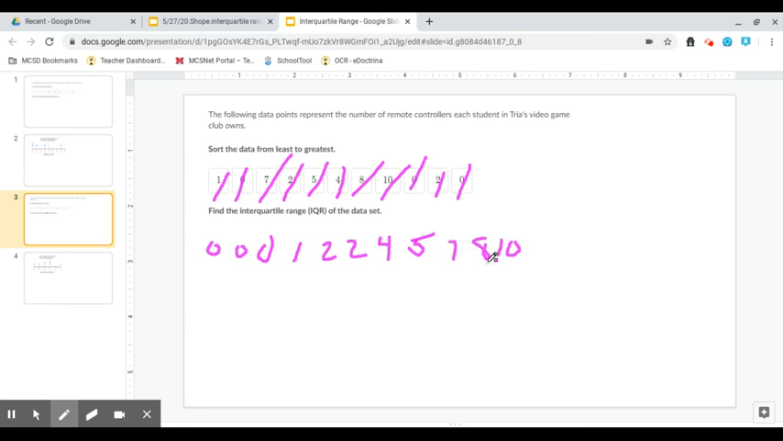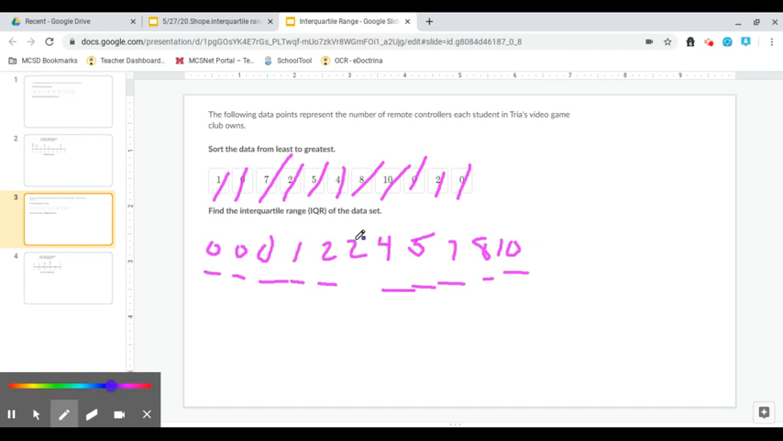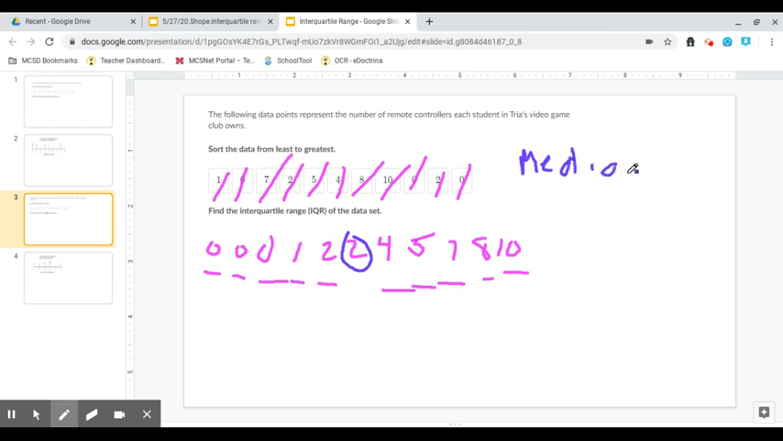There's an odd number, so I know there's going to be one number in the middle, and it'll be the 6th one. Beginning, end, and our number in the middle is a 2. So our median is that 2 right there. We have used that 2, so we can't use it again.